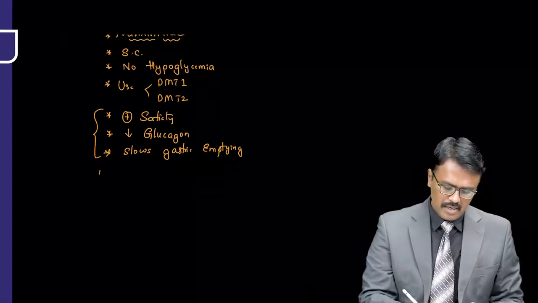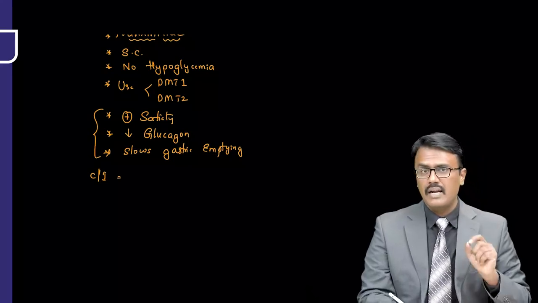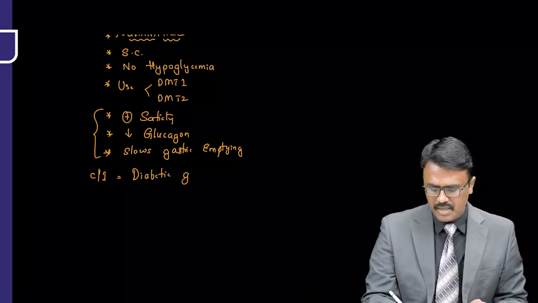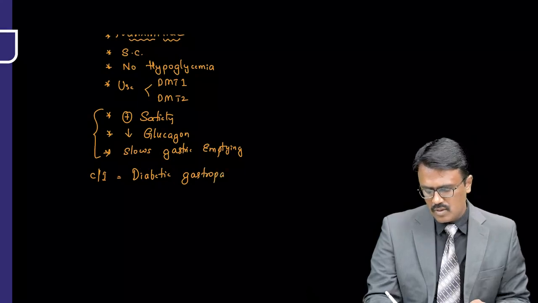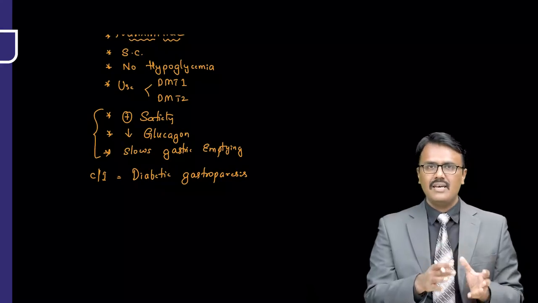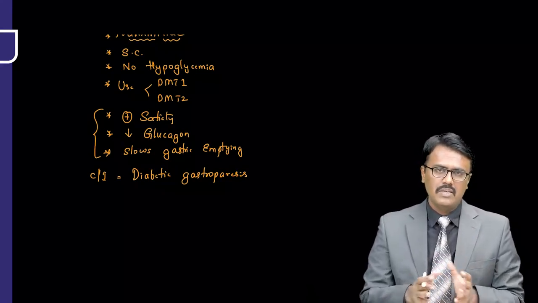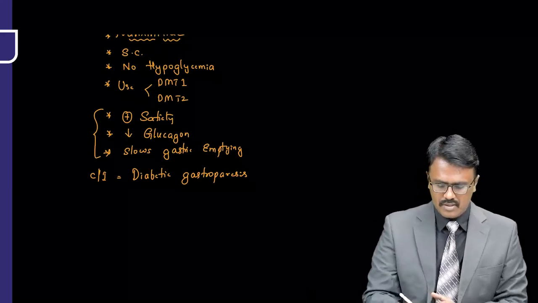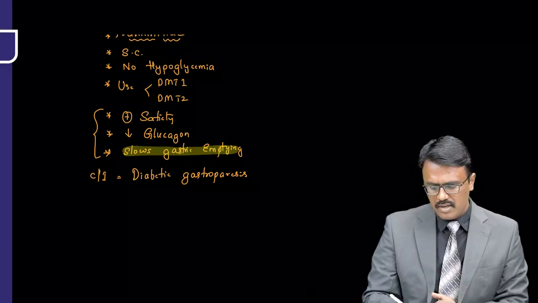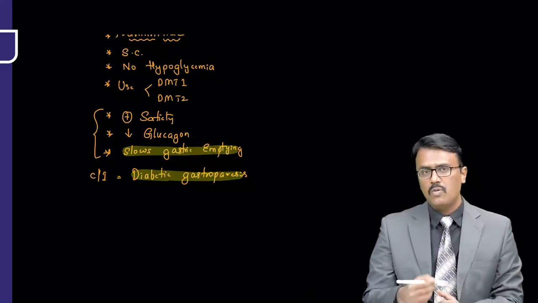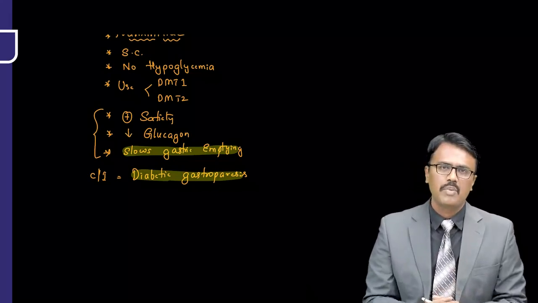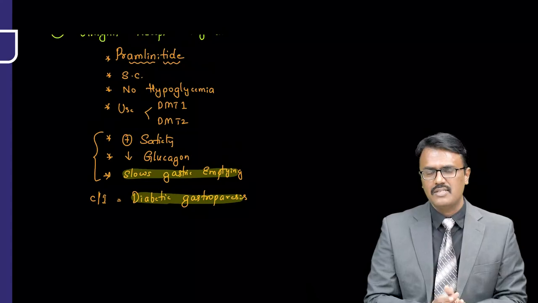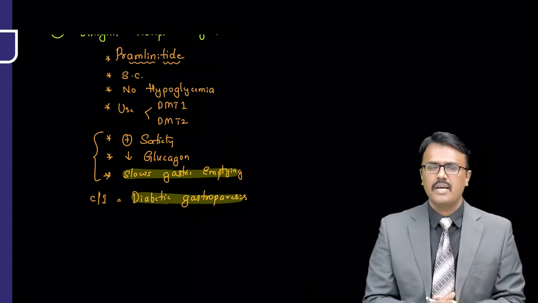But pramlintide is contraindicated in a patient with diabetic gastroparesis. Most diabetic patients have this problem. What is the meaning of gastroparesis? The stomach is not moving, so the patient will have constipation-like symptoms because of diabetes. Now what is the problem if I use it? The drug already slows gastric emptying, and if a patient has diabetic gastroparesis, it will worsen that. So in that patient we don't give pramlintide. The drug pramlintide is an amylin receptor agonist given subcutaneously, approved for both diabetes type 1 and type 2.